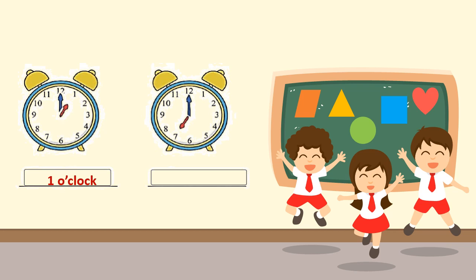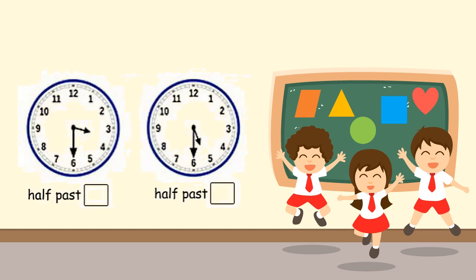What about the other example? Let's look at the short hand. Yes, 7. And what about the long hand? We said if it's on 12, we say o'clock. So what is the time now? 7 o'clock.